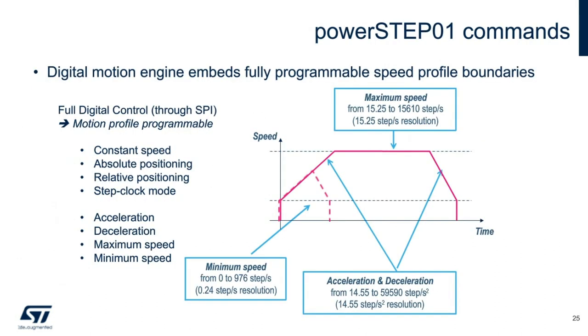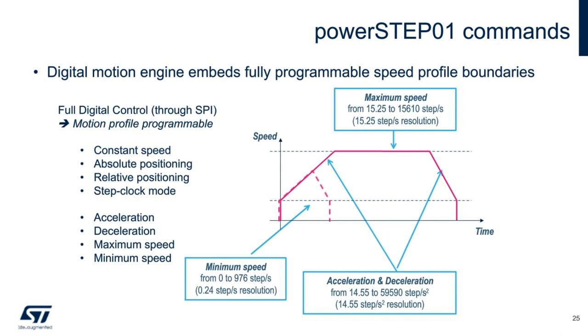The PowerSTEP01 can accept different types of commands: constant speed command, absolute position command, relative position command, and there is also step clock mode. In step clock mode, the motor motion is defined by the step clock signal applied to the step clock pin. At each step clock rising edge, the motor is moved one microstep in the programmed direction, and the absolute position is consequently updated. A constant speed command produces a motion in order to reach and maintain a user-defined target speed, starting from the programmed minimum speed set in the minimum speed register and with the programmed acceleration and deceleration values set in the acceleration and deceleration registers. A new constant speed command can be requested anytime.